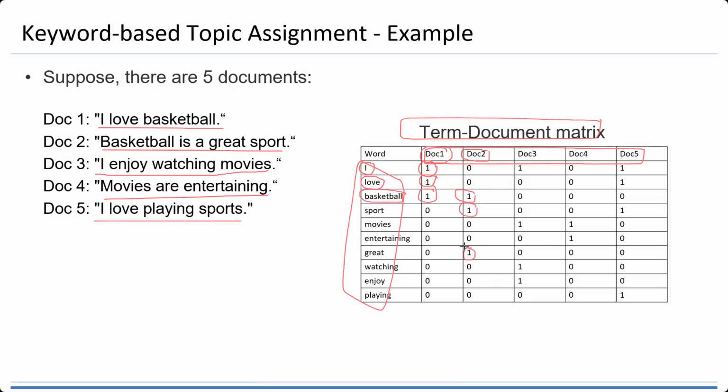But what about is? We already learned previously that we can remove stop words. Is is something meaningless. It appears many times, so we can remove it because it is a stop word.